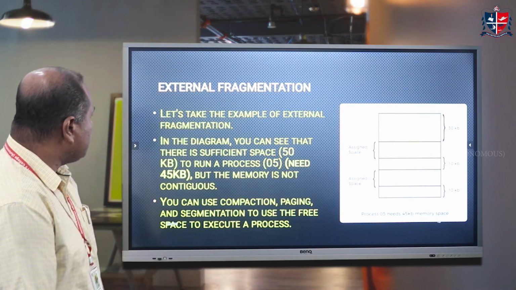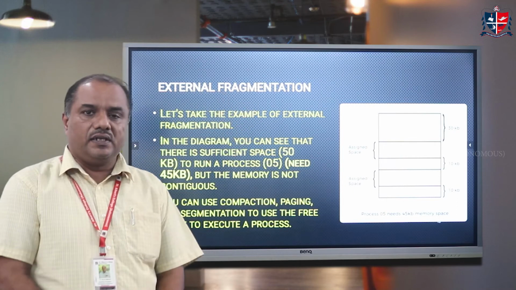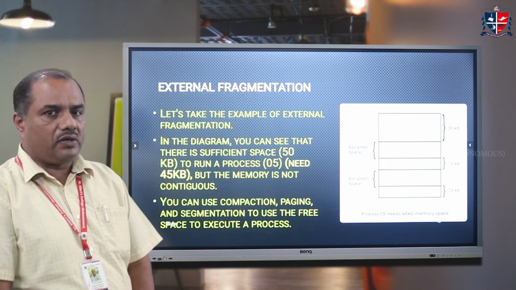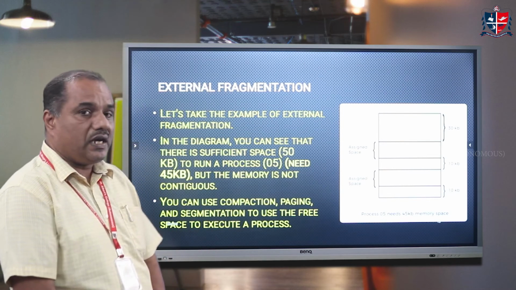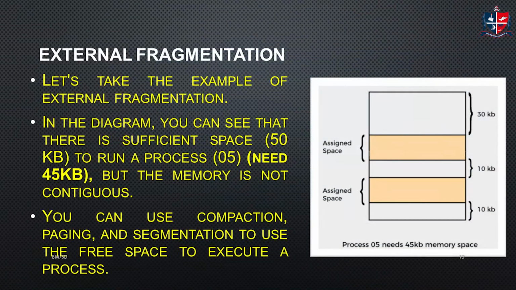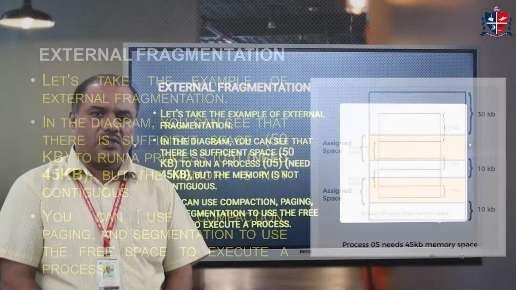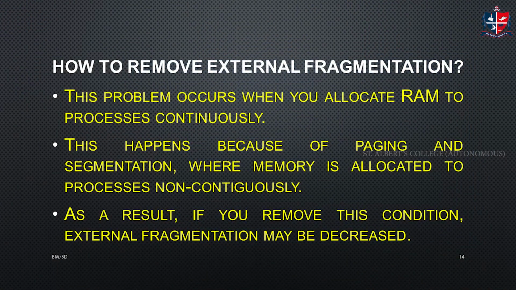But what happens is that because it is non-contiguous, it is there in 3 different spaces. Since it is non-contiguous, you cannot accommodate a 45 KB process into memory. Instead, what we have is underutilized spaces of 30 KB, 10 KB, and another 10 KB, which means though we have 50 KB of space available, it cannot be used for a 45 KB process because the free space is non-contiguous. So this concept is called external fragmentation.